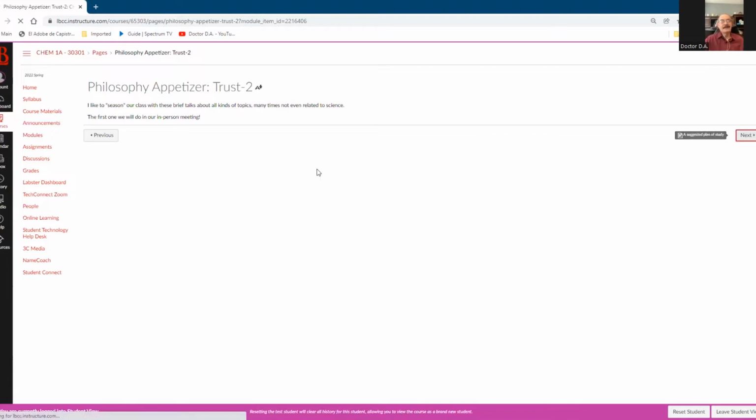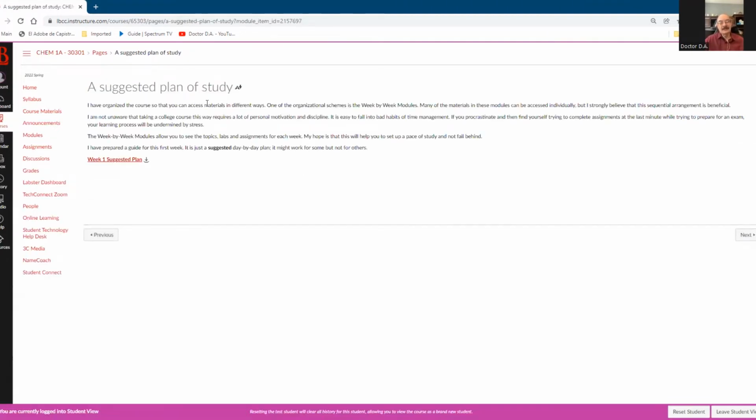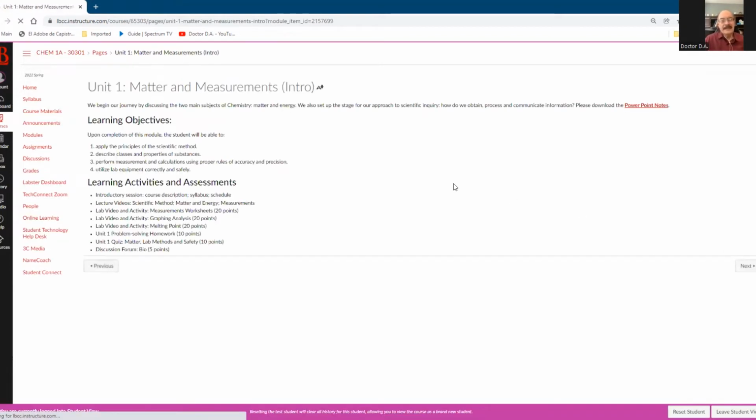I also have in here something that I call a suggested plan of study. Let me come back to that in a moment. Now, if we were meeting in person, that first week, we would cover units 1 and 2. We would cover unit 1 on the first day, the Monday, and then we would complete that during that first lab session. And then on day 2, which would be Wednesday, we would have the lecture on unit 2.